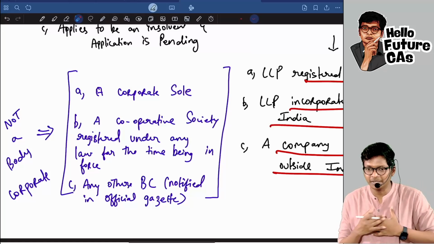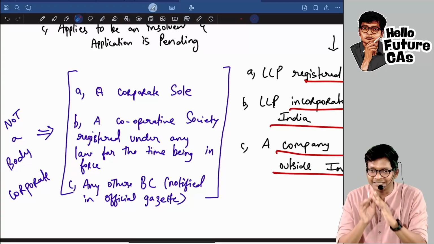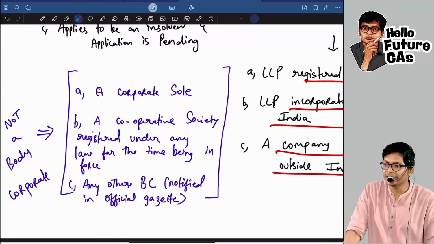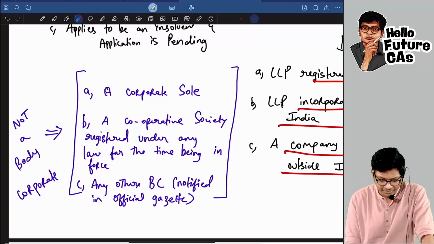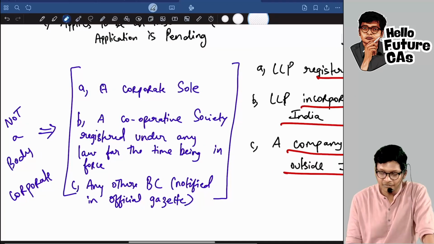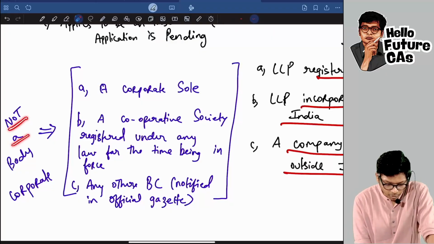Remember, guys, the Companies Act has the same definition. For the rest of your life, this is the definition. Many people ask me, sir, what is a body corporate? Now we are getting clarity, all of you. Now look at this. What is not a body corporate?